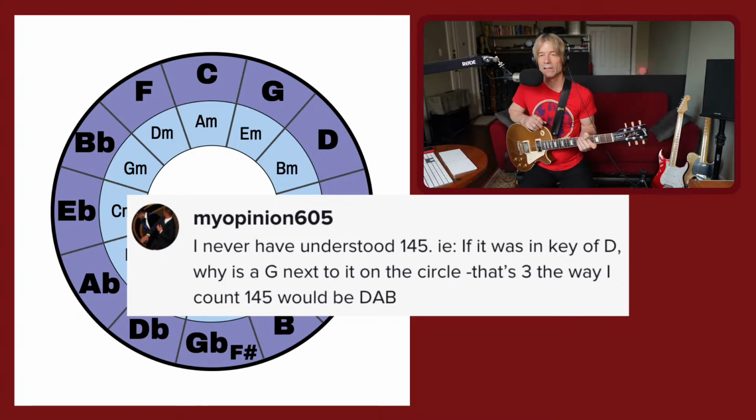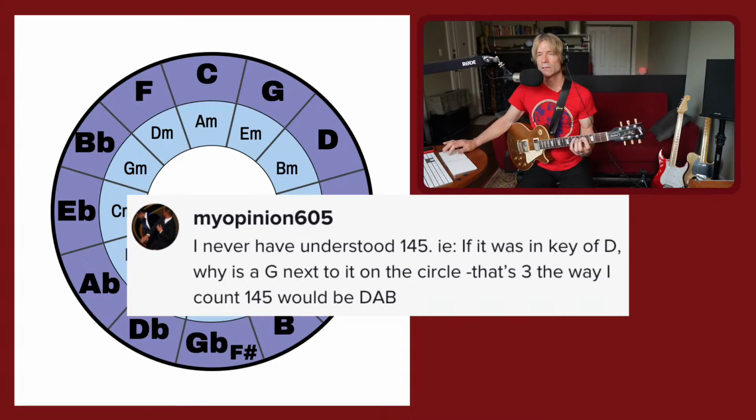So that is the answer to your question. You're not counting the first note, which is a common mistake. Not everyone, but a lot of people make it. You've got to count the first note, always. Don't leave it out. It's important. Key of D, D is 1, 2, 3, 4, 5. So I've never understood the 145. Why is G next to it on the circle? That's 3, the way I count it.